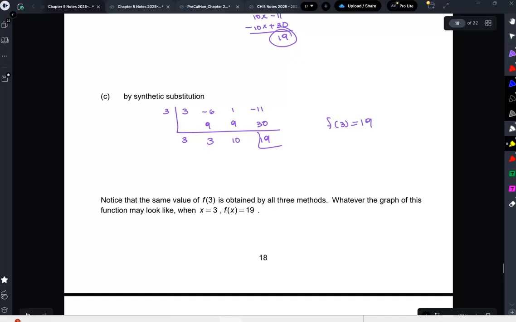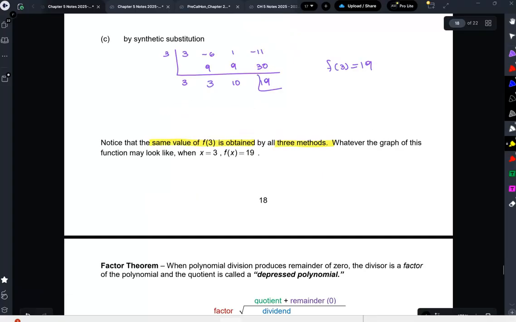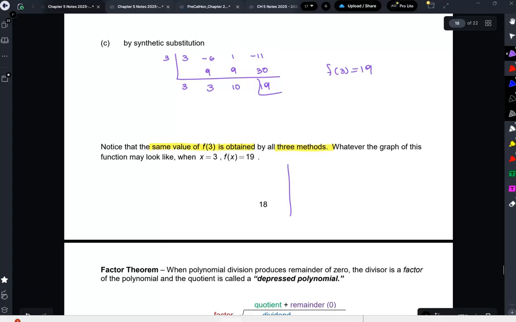Now, so what did we notice? The same value for f of 3 is obtained by all 3 methods. Okay? So I don't know much about how the graph of this function looks. All I know is f of 3 is 19, right? So that means, here, I don't know what this function is going to do everywhere. But when I'm at 3, f of 3 is going to be 19. Okay? 3 and 19.